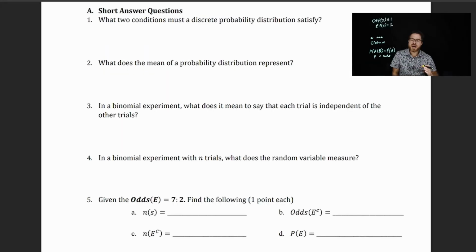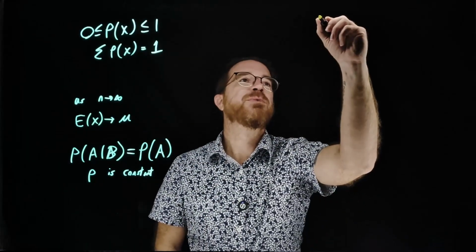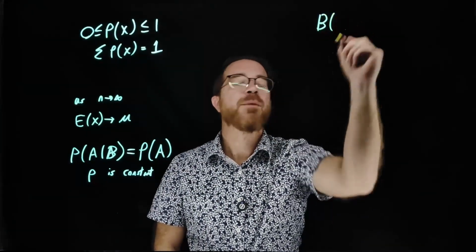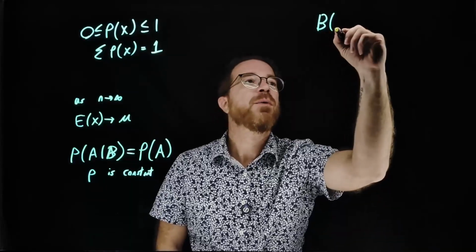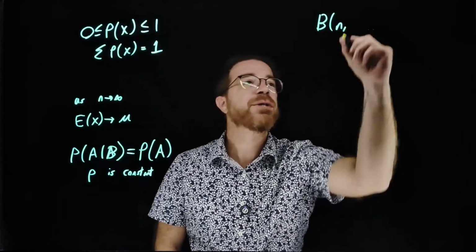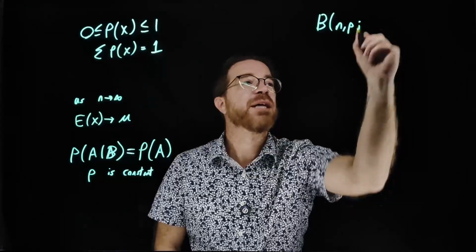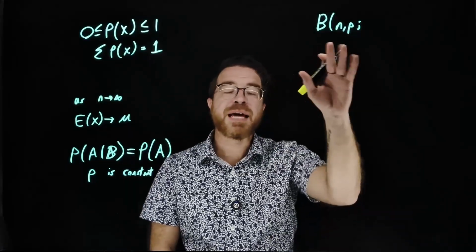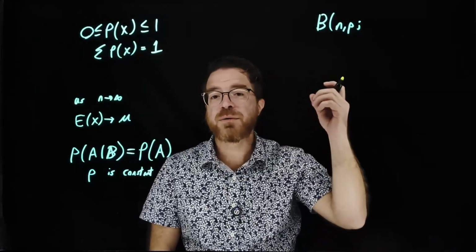So being independent means that any probability that I find will not be affected by the other events that occurred before it. Part 4 asks, in a binomial experiment with n trials, what does the random variable measure? So the random variable will measure the number of successes. So if you remember, when we have a binomial distribution, we have 2 parameters that we need to know. We need to know what n is, the number of trials, and we need to know the probability of success.